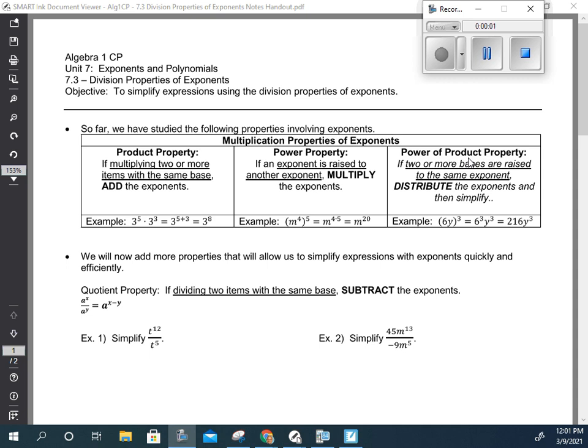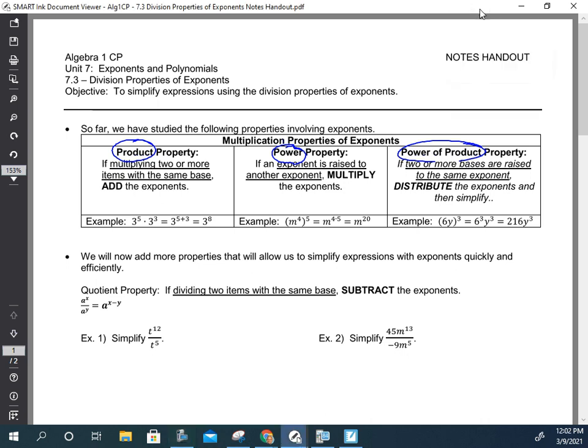Let's start 7-3. So 7-3, we're now going to focus on the division properties of exponents. So we did the multiplication properties: that's the product property, power property, and the power product property. So now we're going to do the two division properties. Division has two of them that we use.